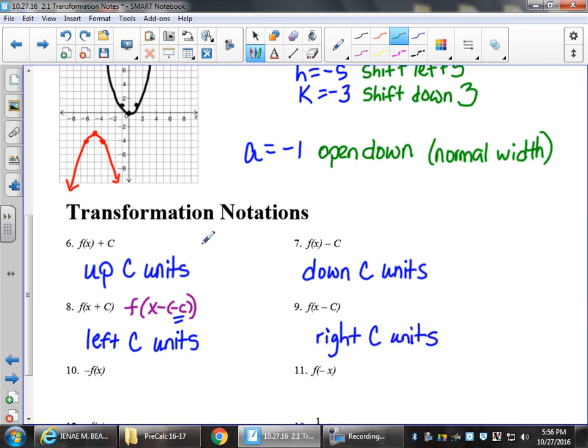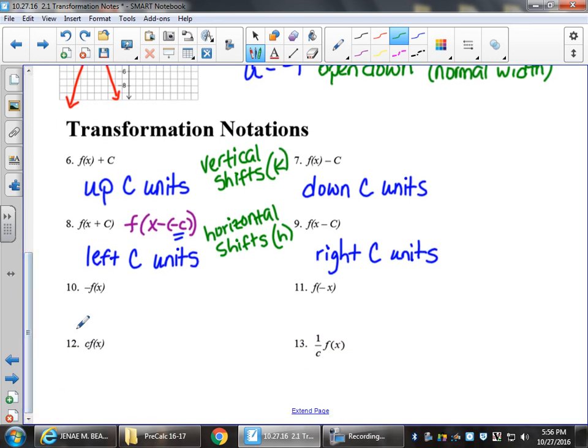So 6 and 7 both dealt with vertical shifts. What we're used to looking at as a K value. 8 and 9 both dealt with horizontal shifts, left or right. What we've been working with as H. H and K are now accounted for. Let's look at and contrast what we see in number 10 and number 11.